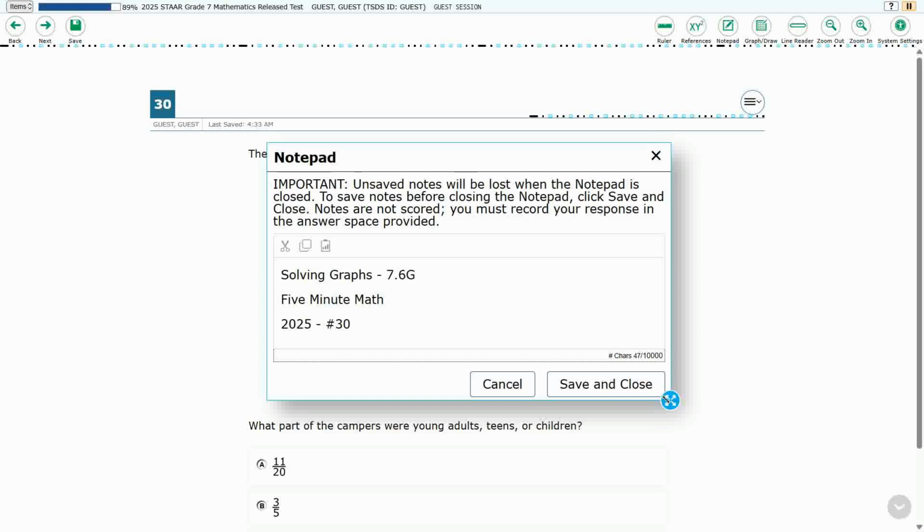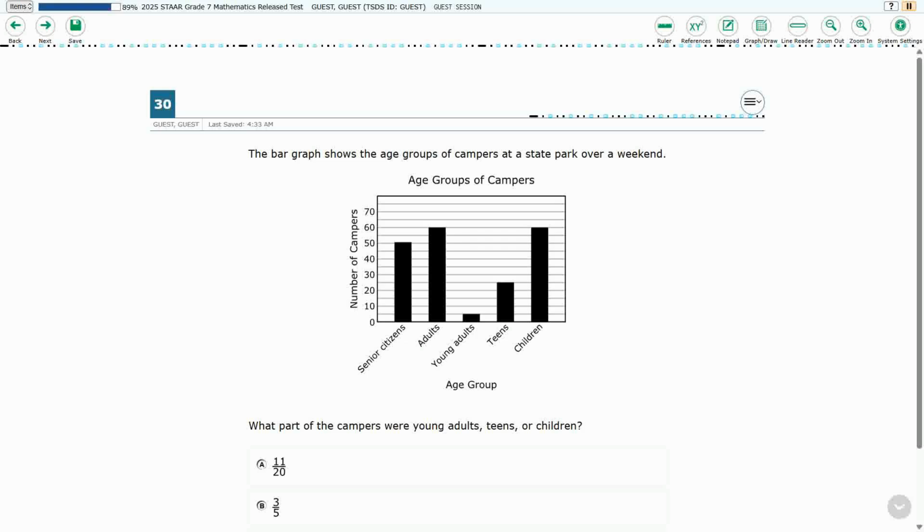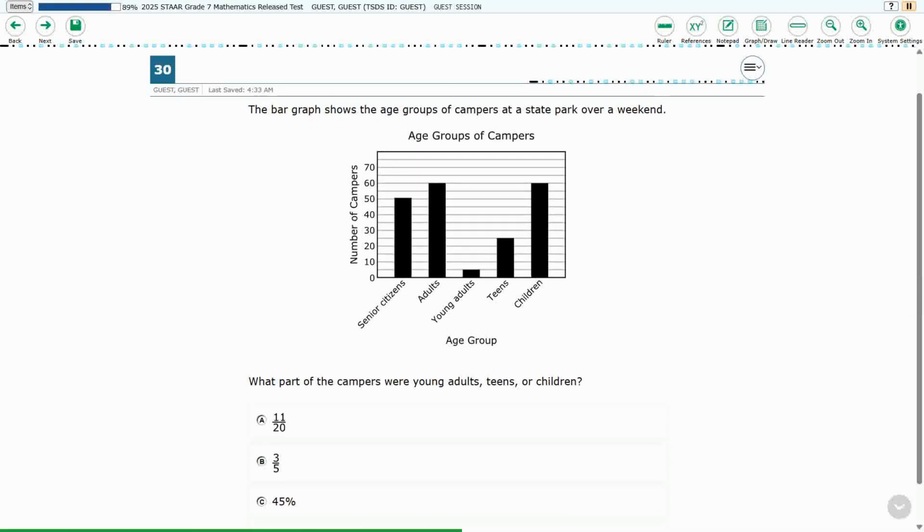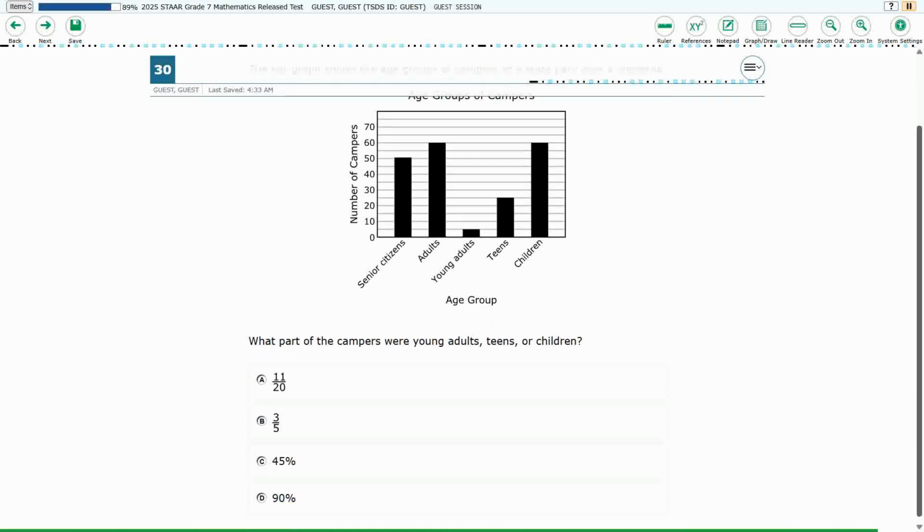Today we are looking at the 7th grade concept of solving graphs. This is standard 7.6G in the great state of Texas, and we are using item number 30 of the 2025 released STAAR test. If you haven't done so already, please take a moment to pause the video, work this problem out on your own, unpause it, and we will look at our answers together.